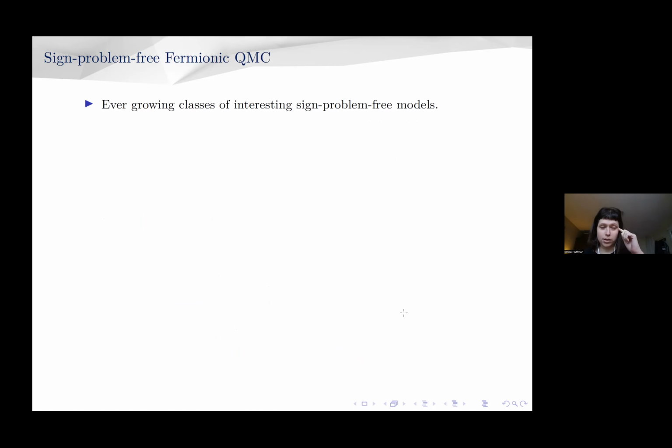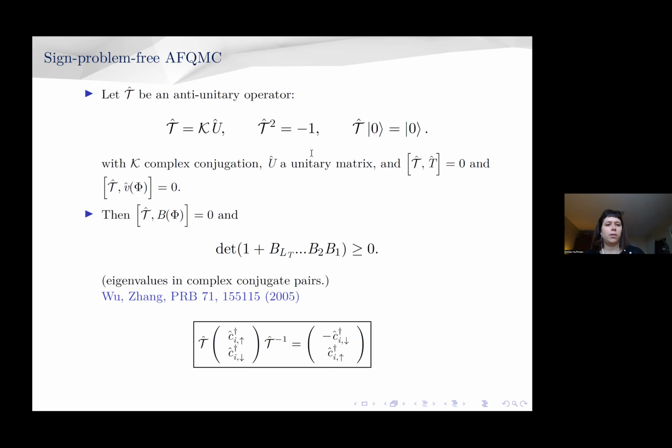And then there's been some progress on finding other cases where models are sign problem free. One thing that's been useful has been introducing a Majorana basis, where you can write these Majorana operators in terms of the fermionic operators. And the cool thing about that is that from one flavor of complex fermions, you end up with two flavors of Majorana fermions. So it sort of gives an extra layer of fermions.